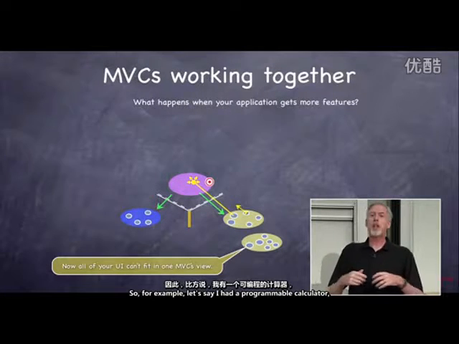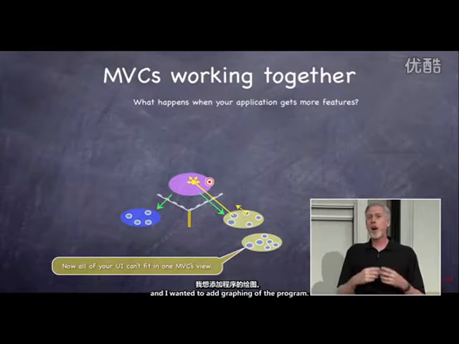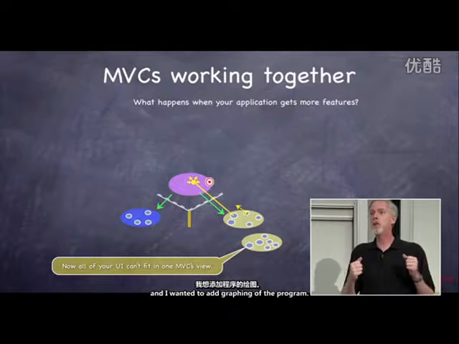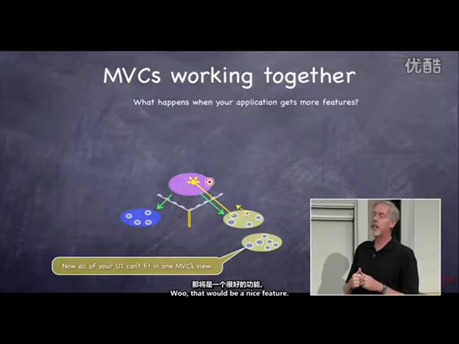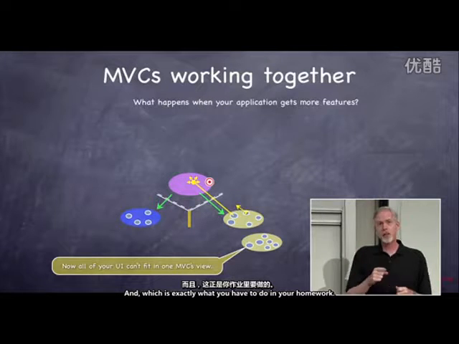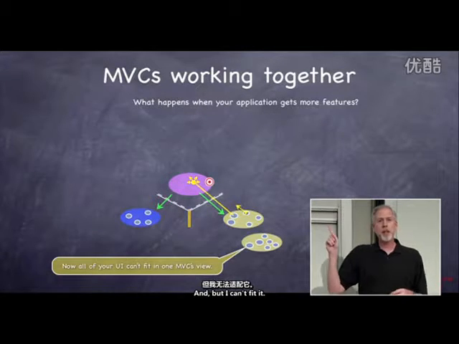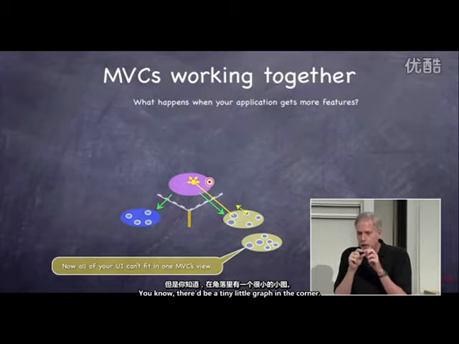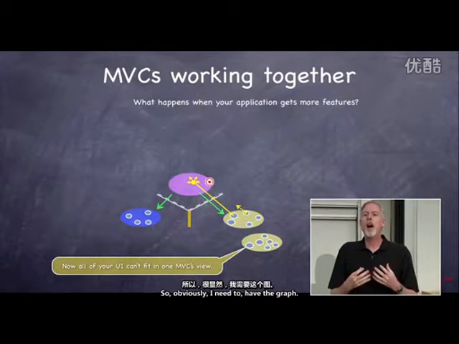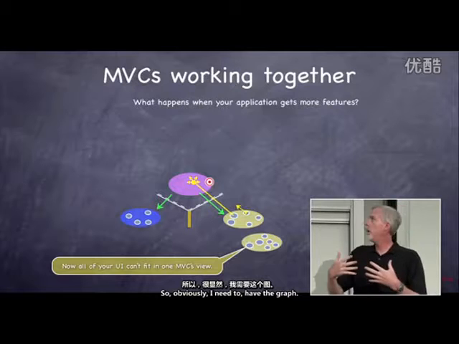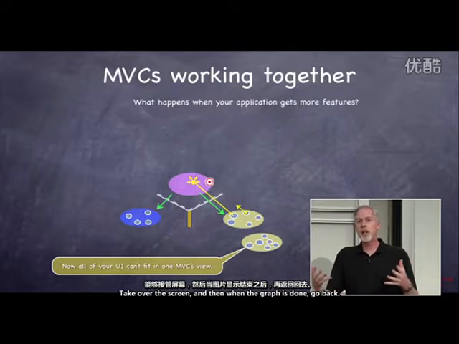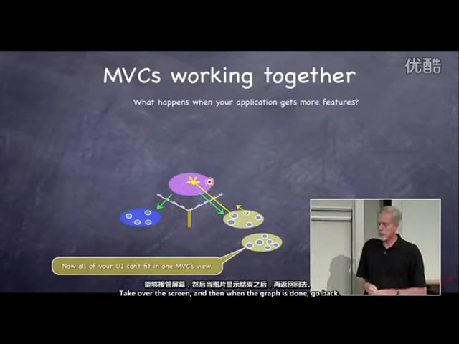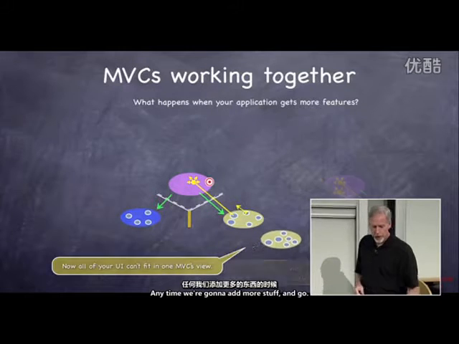So for example, let's say I had a programmable calculator and I wanted to add graphing of the program. Woo, that would be a nice feature, which is exactly what you have to do in your homework. But I can't fit it. There's no room left on that little iPhone screen for a graph. It'd be a tiny little graph in the corner. So obviously I need to have the graph take over the screen, and then when the graph is done, go back.